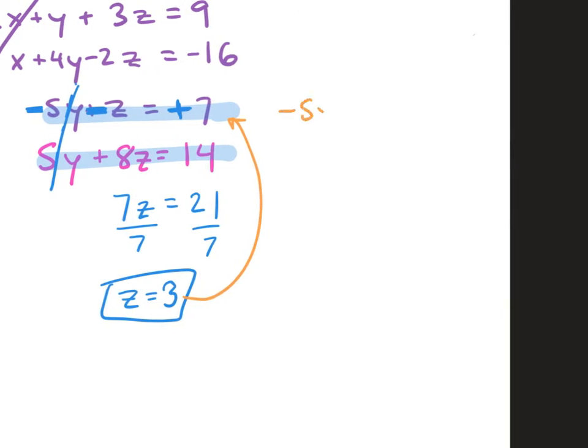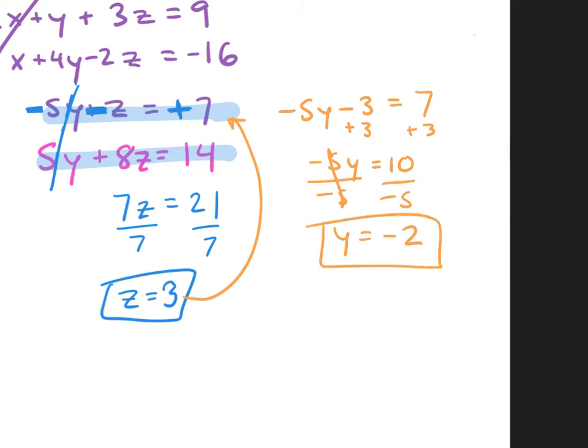So we have negative 5y minus 3 is equal to 7. Add 3 on both sides. Negative 5y is equal to 10. Divide by -5. What do we get for y? -2. So we got our y and our z. How do we get our x?